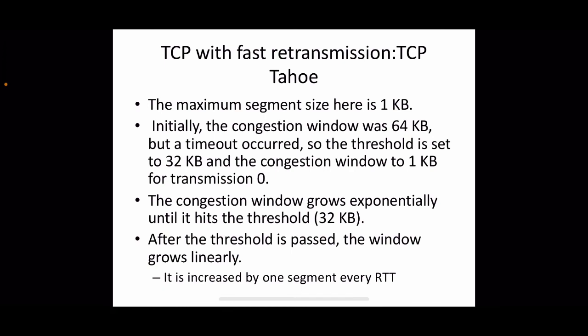The congestion window grows exponentially, just like our slow start algorithm, until it hits the threshold of 32 KB. So at that point, when 32 KB is reached, what will happen? Yes, we have to do additive increase, right? After the threshold is passed, the window grows linearly. It increases by 1 segment every round trip time.